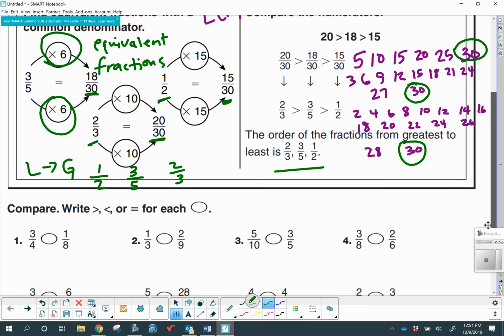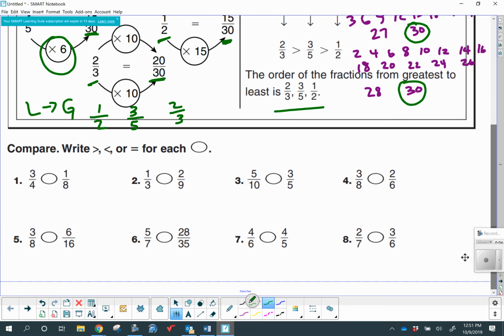All right, let's jump down here and we're going to do a couple examples together and then I'm going to have you try a few on your own. So the first one we have is 3/4 compared to 1/8. I can't compare them because they have a different denominator, but I can look for the least common multiple between 4 and 8. So if I count by 4s, I have 4, 8, and then if I count by 8, I would start with 8. So 8 is my least common multiple.